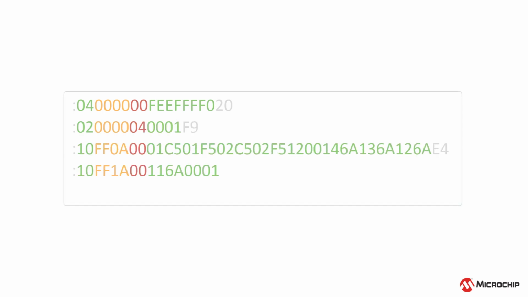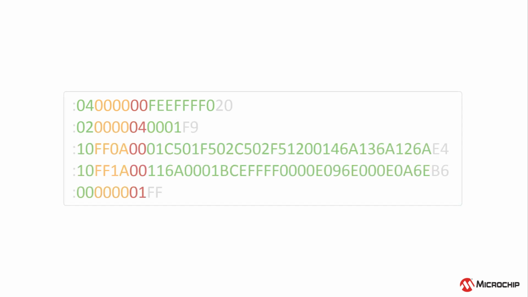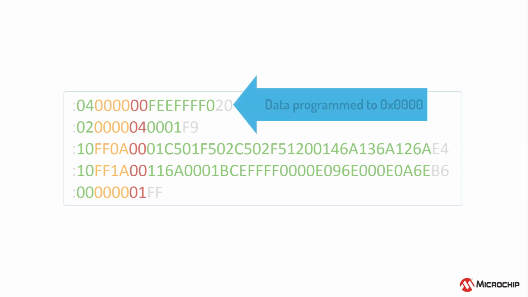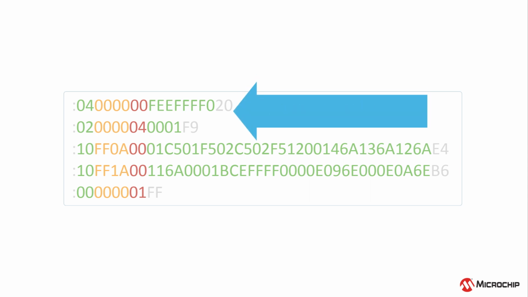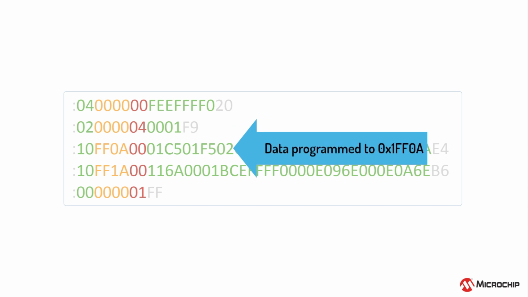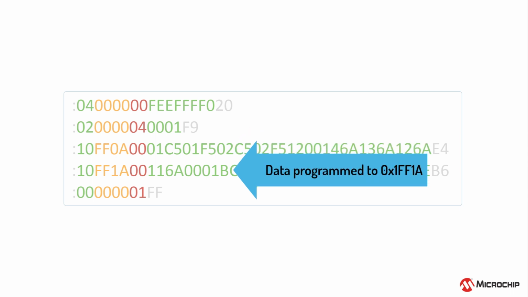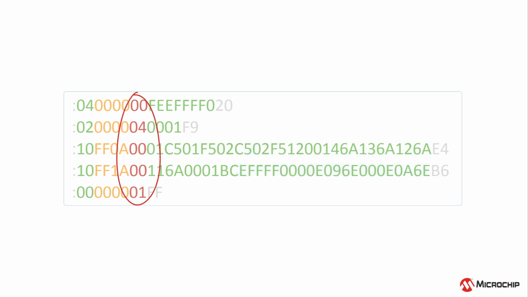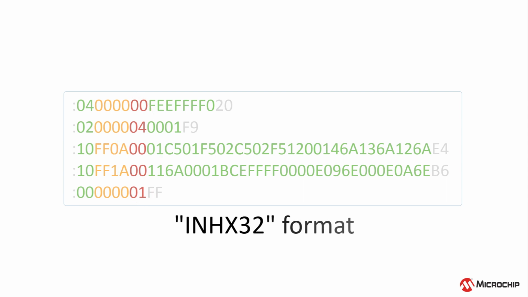A hex file using extended linear addresses might look like that shown. Data in the first record will be programmed to address 0. Left shifting the argument field of the type 4 record, 16 bits, forms the new base address of 10,000 hex, to which the address offsets in the following records are applied, resulting in data being programmed at 1FF0A, and 1FF1A. Hex files that only use the type 0, 1 and 4 records, and a rarely used type 5 start address record, are said to conform to the INHX32 format.